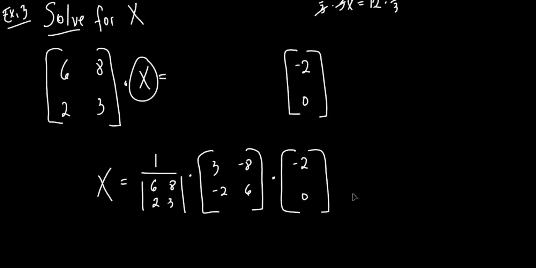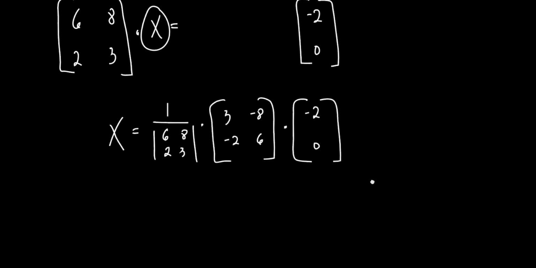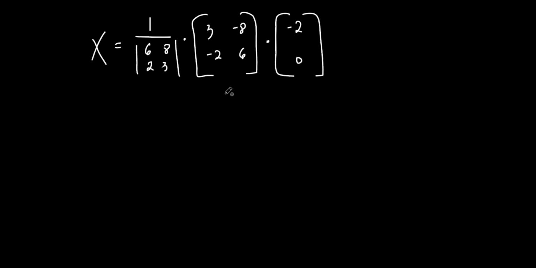Yes? Yeah, it's not that bad. All right, so let's do it. What I would do is a determinant first. So it's this. 6 times 3 is 18 minus 16. 18 minus 16 is 2. So what's that going to be? It's going to be a half, isn't it? Yes?